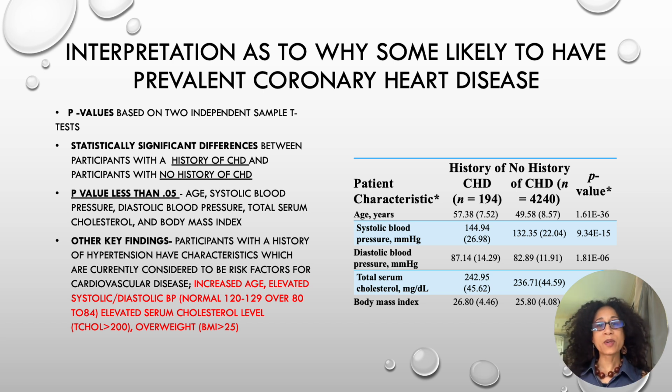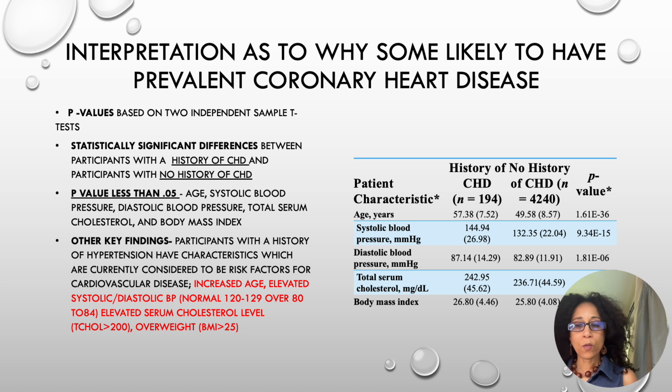On the next slide, I'm going to discuss the interpretation as to why some are likely to have prevalent coronary heart disease, or widespread coronary heart disease. This data is based on p-values from two independent sample t-tests. There are statistical differences between the participants with a history of coronary heart disease and participants with no history of coronary heart disease. Those with a p-value less than 0.05, right? Age, systolic blood pressure, diastolic blood pressure, total serum cholesterol, and BMI, or body mass index. All of those had a p-value of less than 0.05 and were statistically significant.